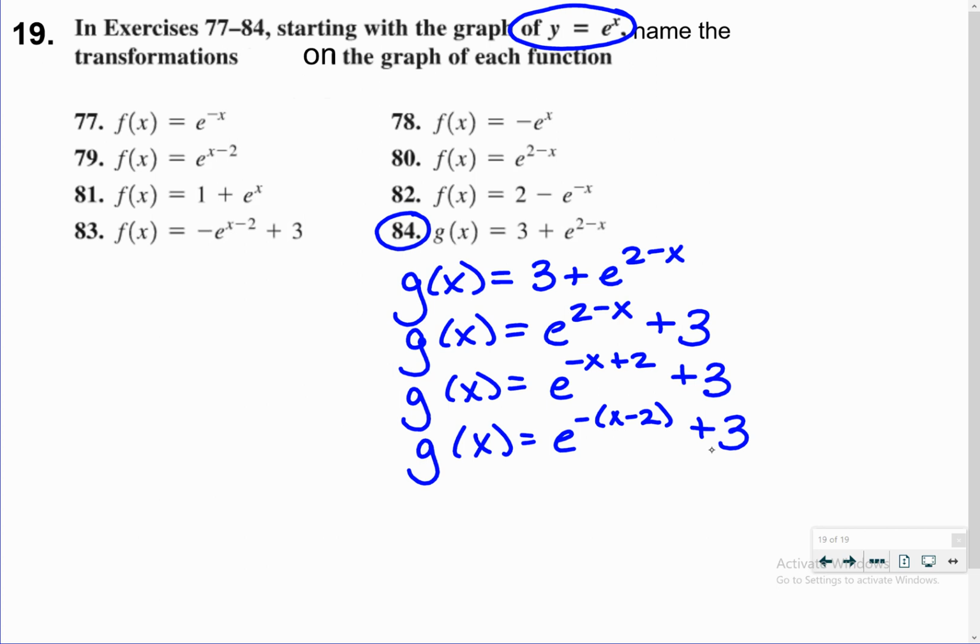What does the +3 do? Up 3. What does a negative inside the function do? Reflect over the y. Yep. And if you have a -2 inside the function, what does that do? Right 2. Okay. And so those are your answers. You don't have to do any of that rearranging. If you can see it, great, but I think it makes it a little more compatible with the rules that we did before. If you do that, I think it's worth an extra minute to do. Okay.